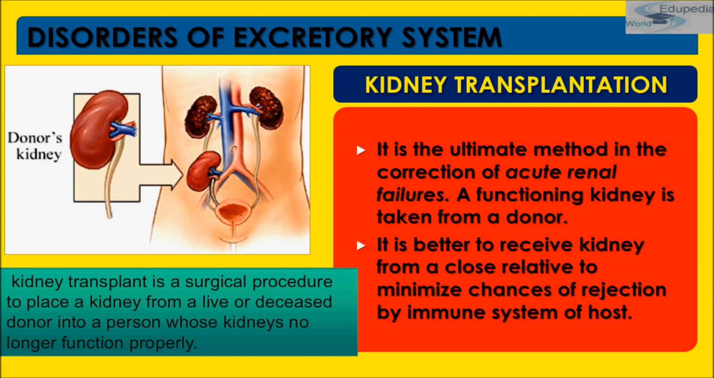A functioning kidney is taken from the donor. The person that donates the kidney is known as the donor. So the functioning kidney is taken from a donor, and it is better to receive a kidney from a close relative to minimize chances of rejection by the immune system of the host. Kidney transplant is a surgical procedure to place a kidney from a live or deceased donor into a person whose kidney no longer functions properly. See, this is the donor's kidney which is transplanted to the patient's body, and this is how it is placed.